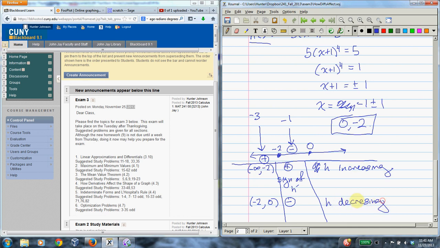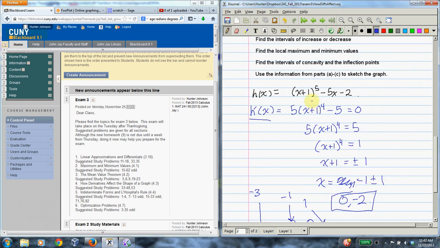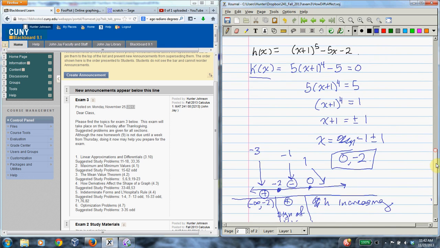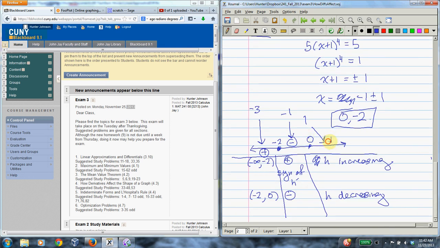And we just have one more thing to check over here, and a nice test point in that region is 1. So what happens if we plug in 1? We get 5 times 16, so that's definitely going to be positive. And so we should also write that very last interval. So that goes from 0 to infinity, and the sign of h prime is plus there, so h is increasing.